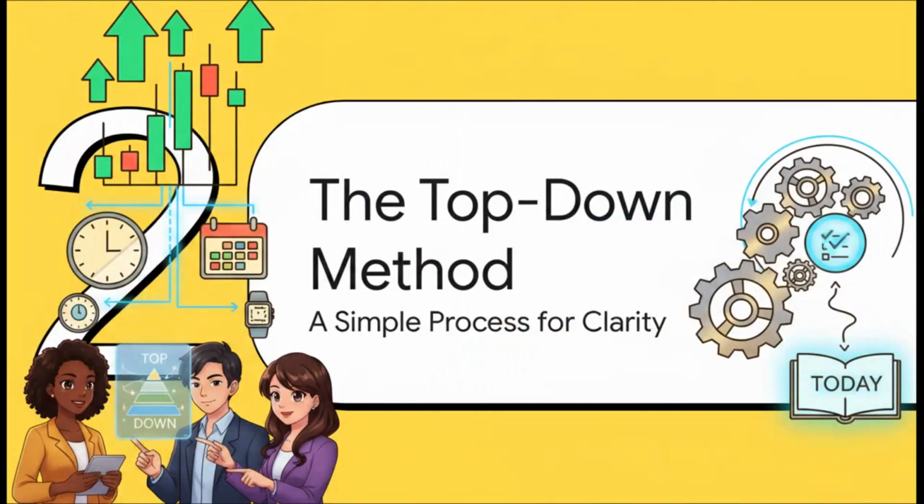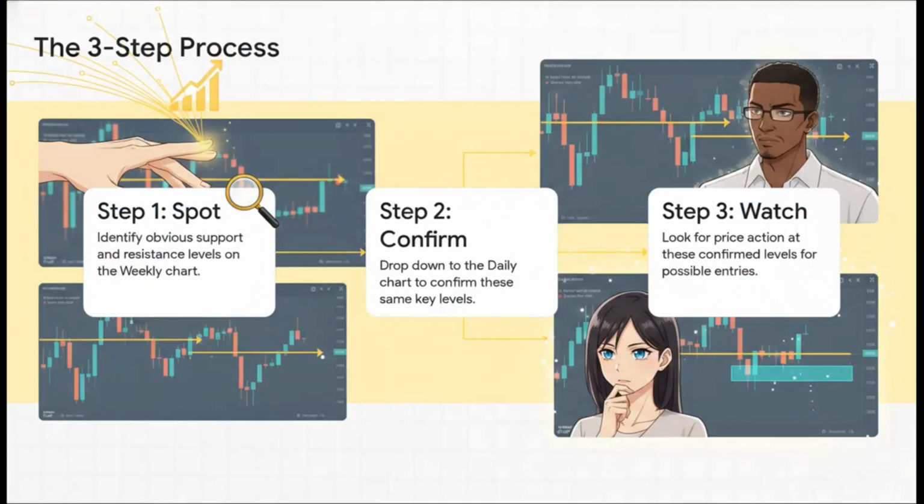Okay, so that's the big idea, but how do we actually put this into practice? Let's break down the top-down method. It's a super simple process you can literally start using today. It's really just 3 simple steps. First, you pull up that weekly chart and you only draw lines on the most obvious swing highs and lows, the ones that jump right out at you. No searching, no squinting. If it's not obvious, just ignore it.